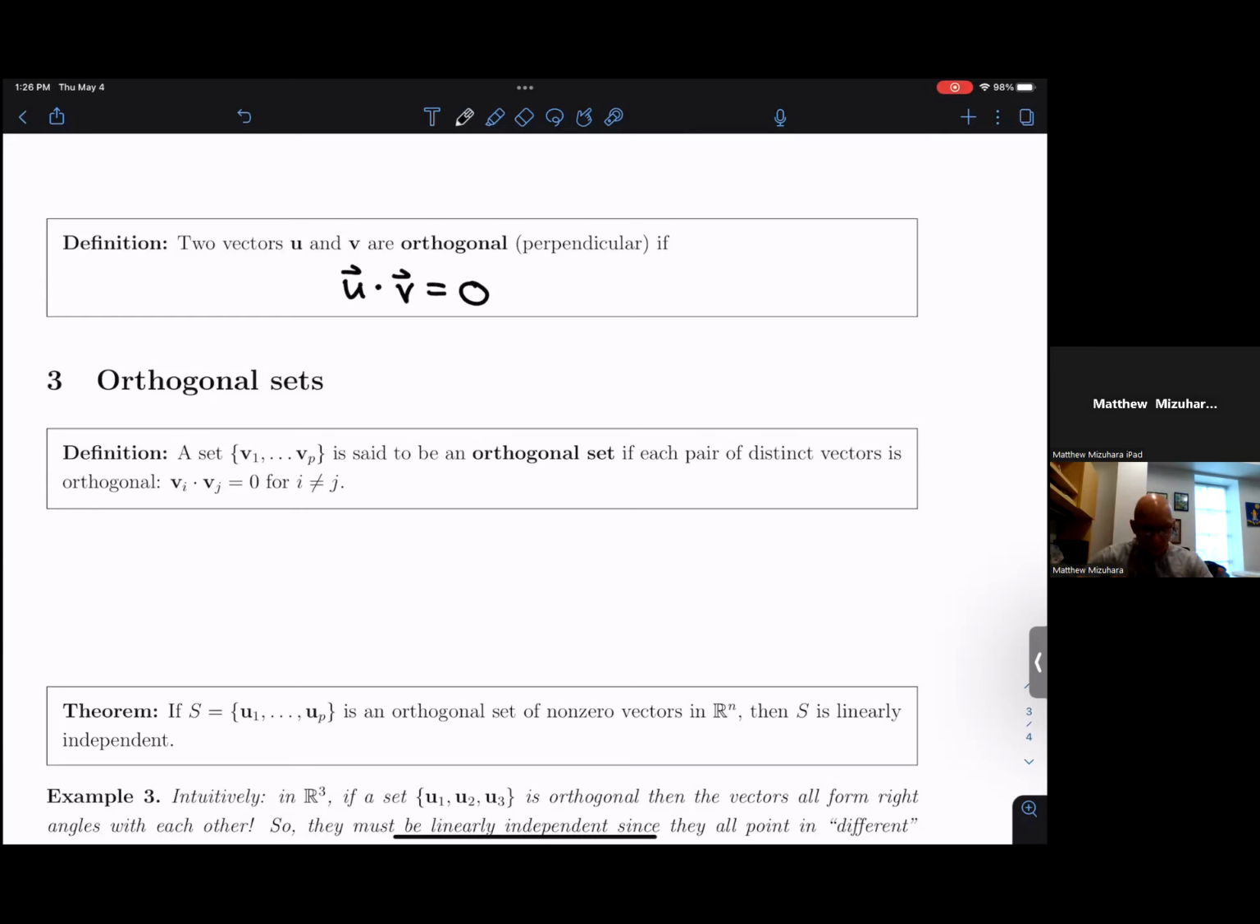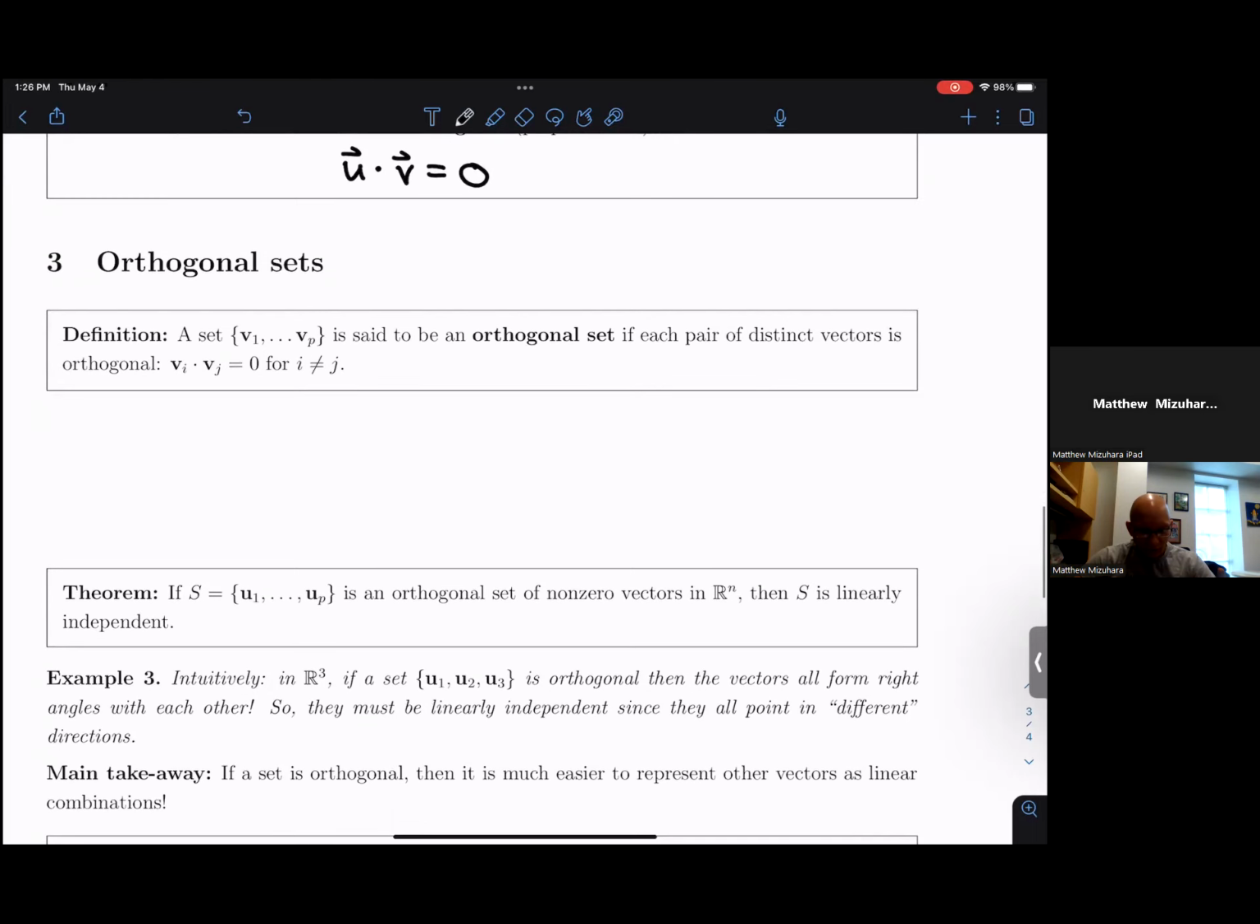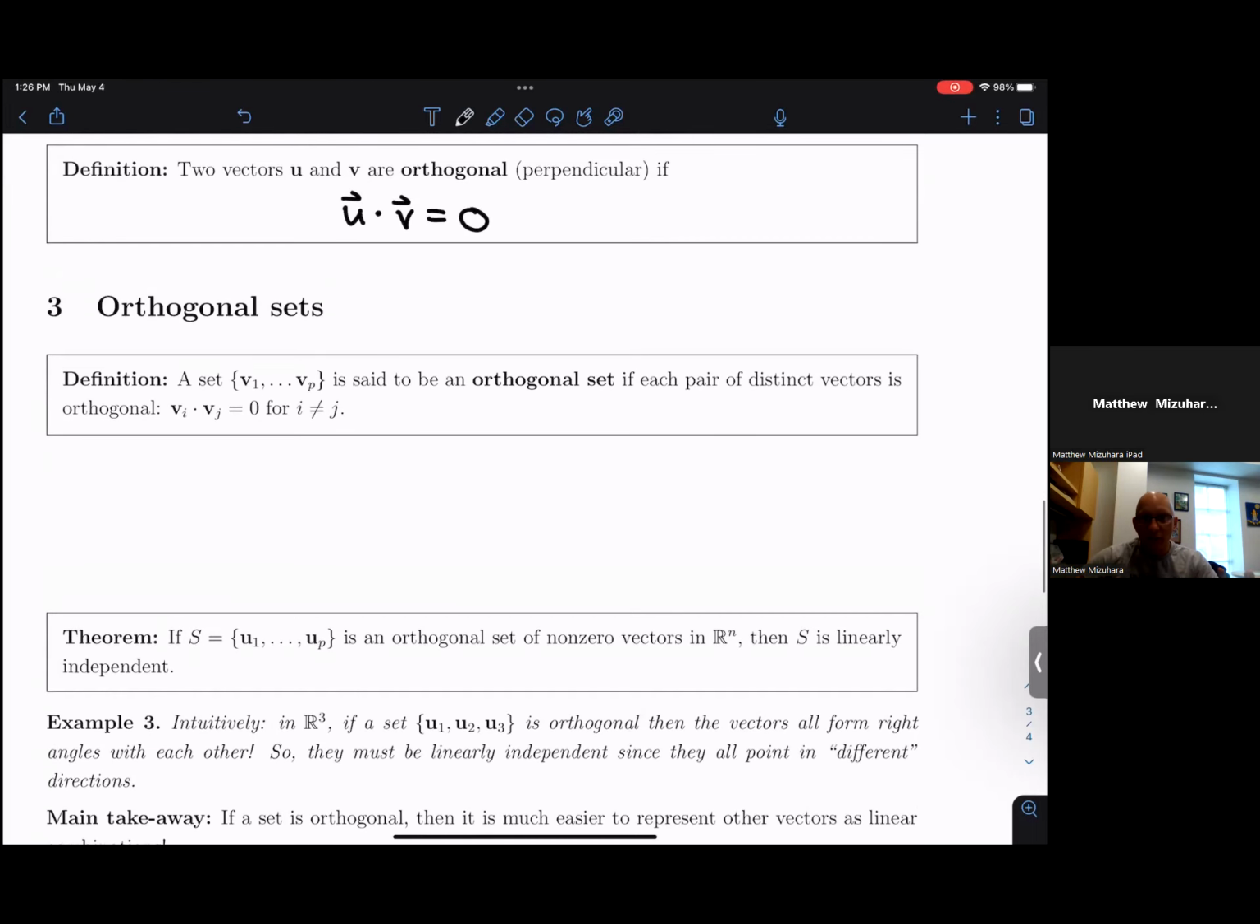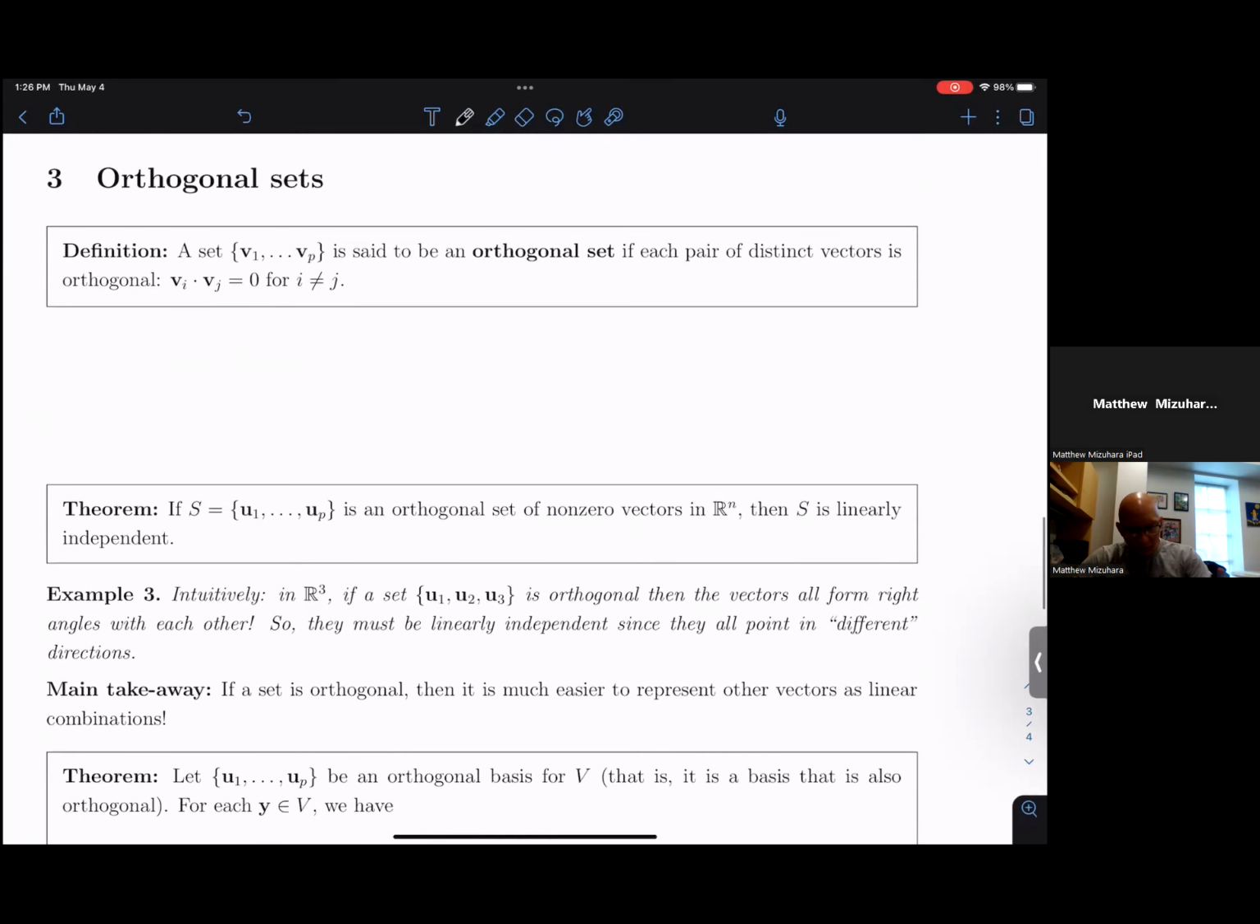So let's take it home. The takeaway of this is, well, what if I give you not just two vectors, but a bunch of vectors? We're kind of getting ourselves towards basis, right? So if I gave you a set of vectors, v1 through vp, then we say that whole set is an orthogonal set if every single pair of vectors is orthogonal. Okay, so I have to check v1 against v2, v1 and v3, v2 and v3, and so on, right? Check all of these distinct pairs and make sure that they're all orthogonal to each other.